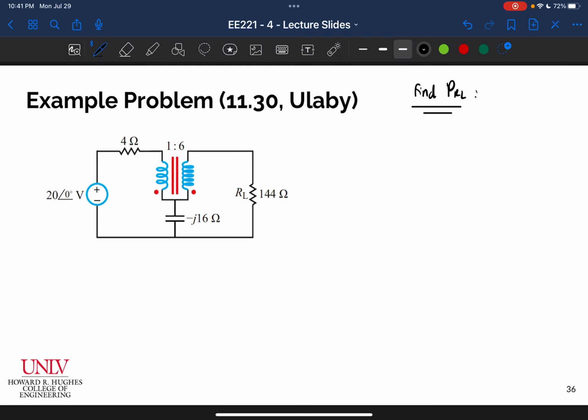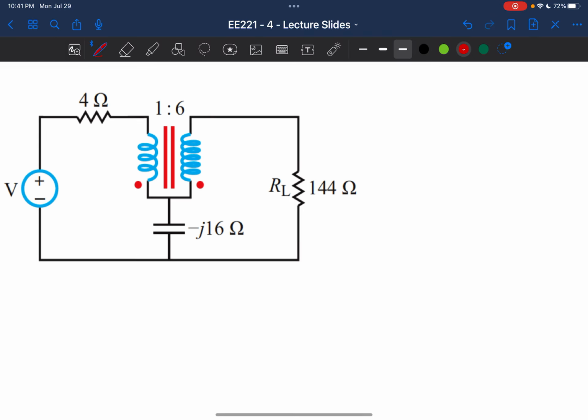Okay, and so basically what we need to find is the current flowing through RL. And so what we can do is we have an auto transformer here, so we can actually use mesh analysis to determine these currents, these loop equations, right? I can draw my plus minuses here, here, here.